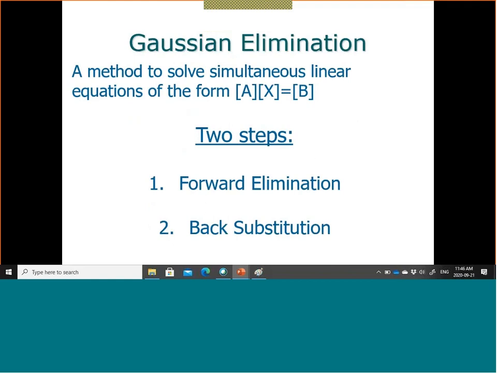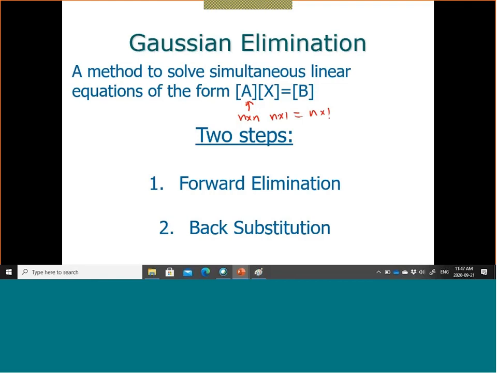Now for the Gaussian elimination, I'm trying to solve this system of equations: A times X is equal to B. A is a matrix, n by n. X is my unknown, n by 1. This is x1, x2, x3, which could be voltages, could be currents, could be anything. And this is equal to my n by 1 output vector. Okay, so this is the system of equations I'm trying to solve.